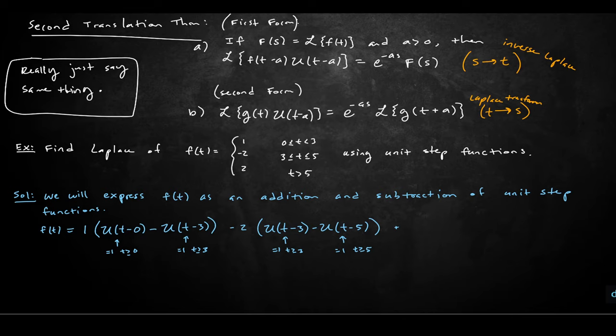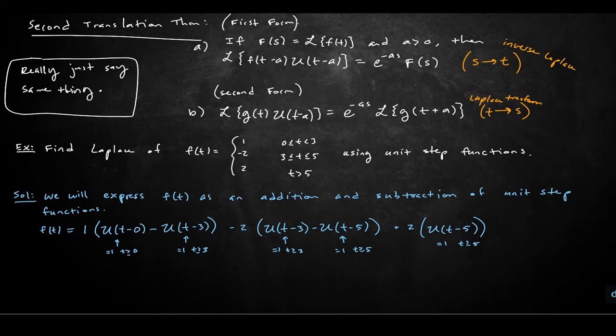And then plus 2 times u of t minus 5. And that just turns on at t greater or equal to 5. And then we stay positive 2 forever after. So I've completely rewritten this function in terms of unit step functions. Does that make sense? So if I'm subtracting them when they're both 1, then the subtraction goes to 0 and it turns off that piece of the function. So it's just a way to write a piecewise function in terms of unit step functions.